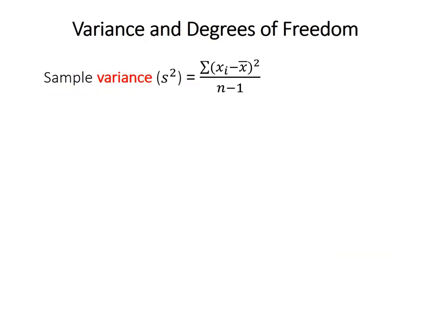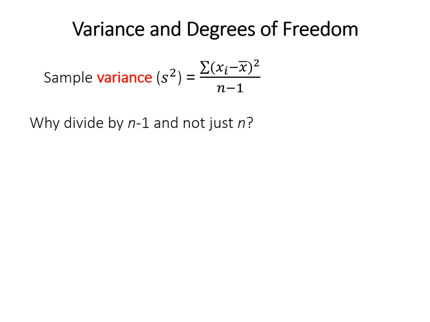So dispersion is instead often measured as something called variance. The sample variance is given the symbol S squared. Variance is the sum of squares that we saw on the previous slide, divided by n minus 1, where n is the sample size, the number of measurements or observations in your sample. So why n minus 1? Why can't we just divide by the sample size?